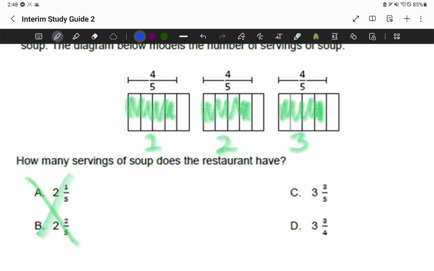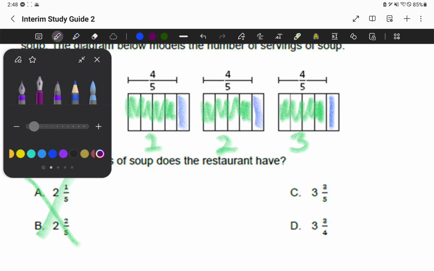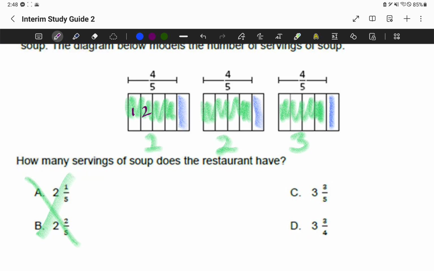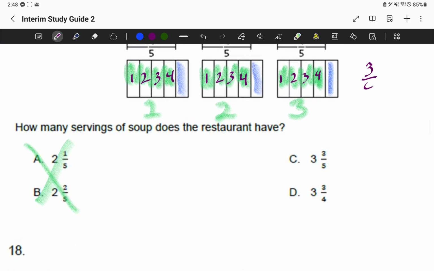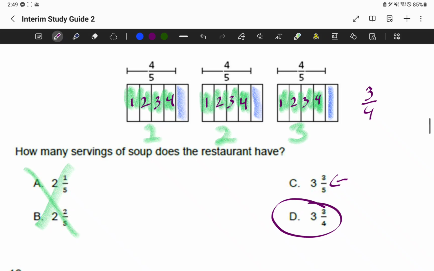Now we have 1, 2, 3 sections left over. However, what we needed was 1, 2, 3, 4 to make a serving. So we needed 4 to make a serving. We have 3 left, so that's 3 out of 4, which makes it D. A lot of people will say C because it's broken into fifths. However, you look at how many make 1 whole serving. And so that's 4 to make a serving, and we have 3 of the 4 we need.